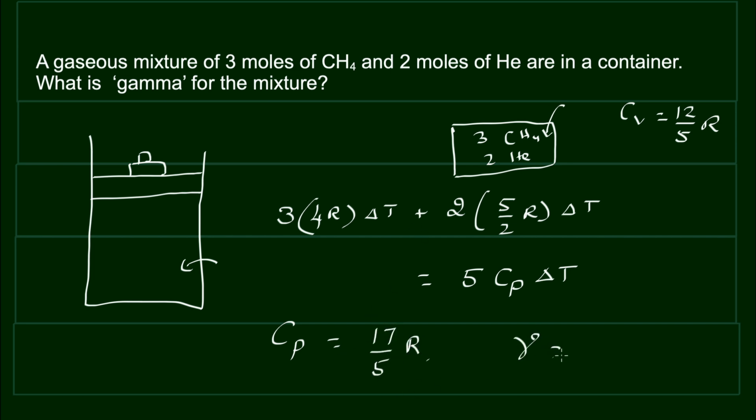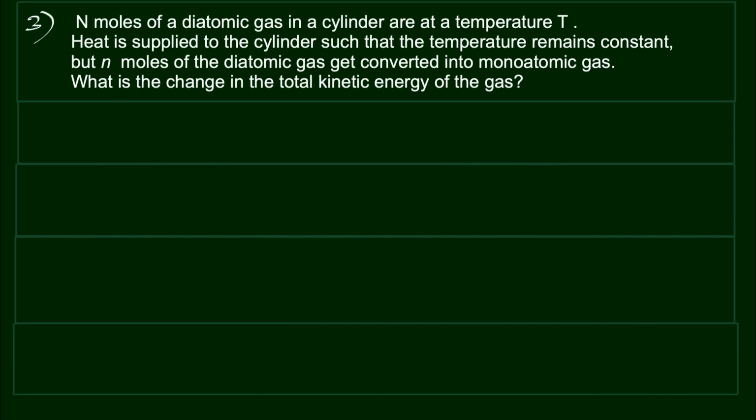And so gamma for the mixture is going to be 17 by 5 R divided by 12 by 5 R. So the answer is 17 by 12. Now take a look at problem number 3.